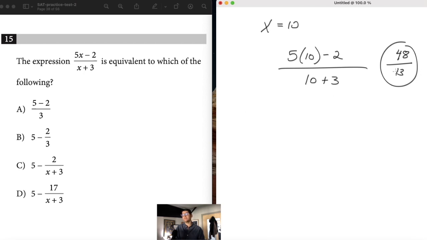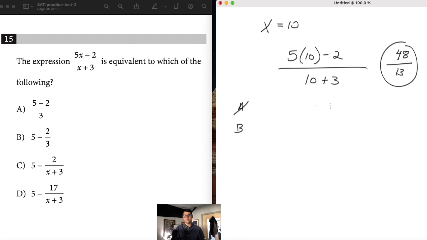Well, first of all, 13 is a terrible number. 48 is not going to go evenly into 13, right? It definitely doesn't. So A is out because that's just going to say 3 over 3. That's out. B says 5 minus 2/3.